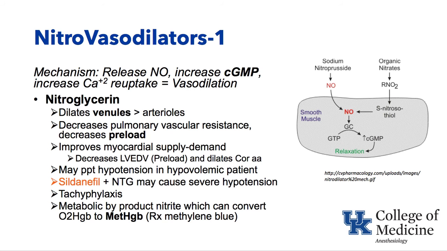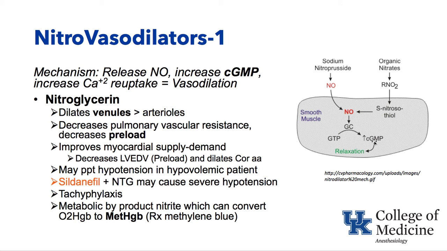Let's move from vasoconstrictor, vasopressin, to vasodilators now. And the mechanism of these nitro vasodilators, which are nitroglycerin and nitroprusside, are shown at the top right. In this graphic, you can see sodium nitroprusside and organic nitrates resulting in increased nitric oxide, increased cyclic GMP, and relaxation of smooth muscle. And it does that by increasing calcium reuptake, so less calcium in that vascular smooth muscle.